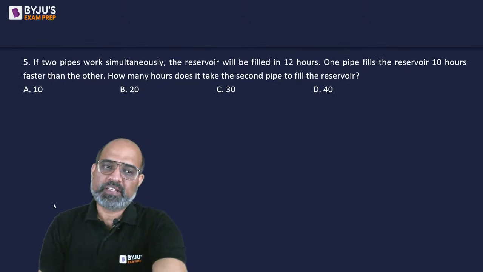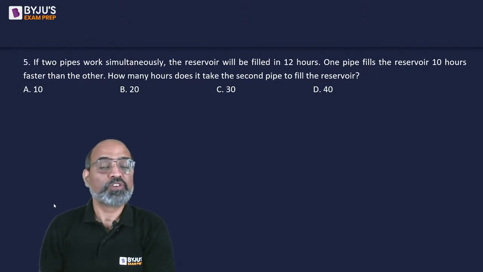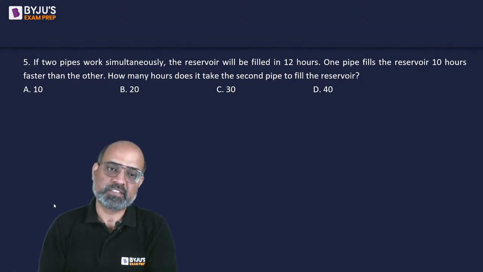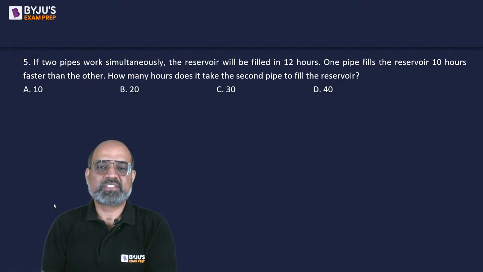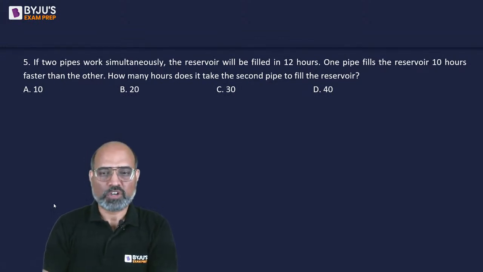Okay, next one. If two pipes work simultaneously, as in they work together, the reservoir will be filled in 12 hours. One pipe fills the reservoir 10 hours faster than the other. How many hours does it take the second pipe to fill the reservoir? So there are two ways to solve this. One is using variable, another is using option.